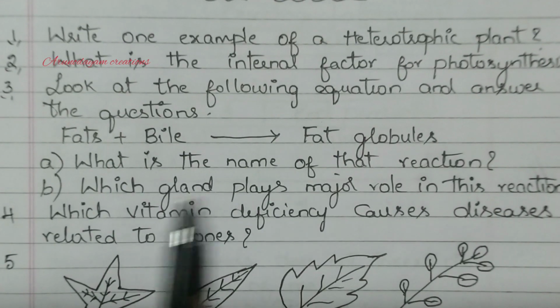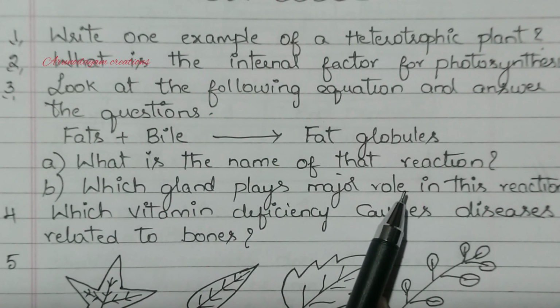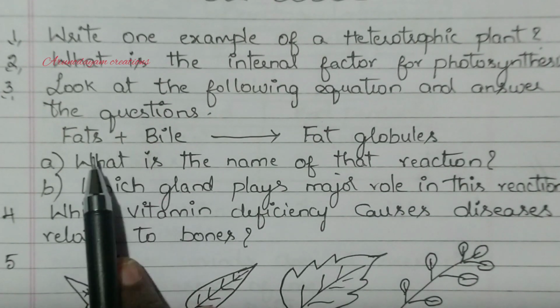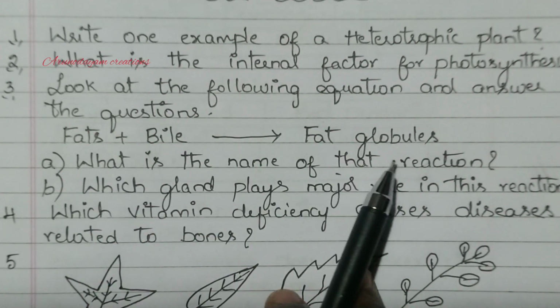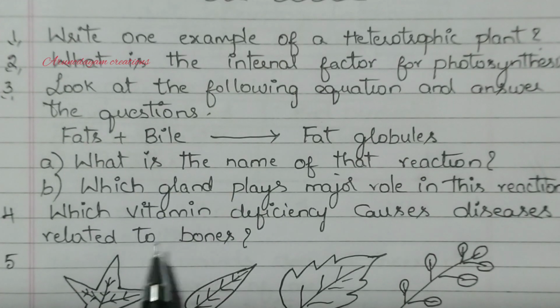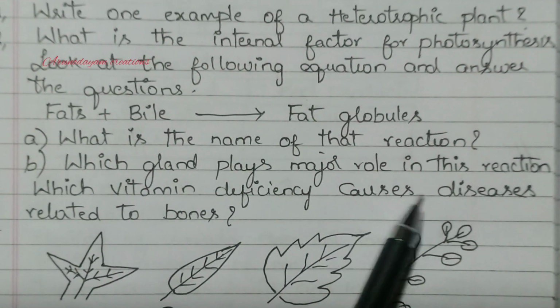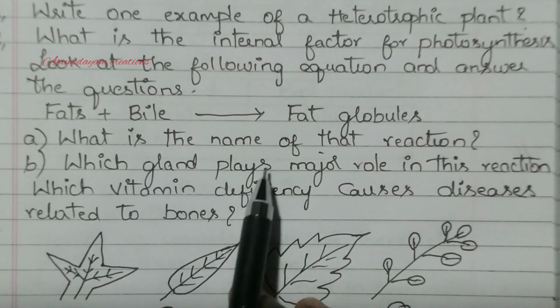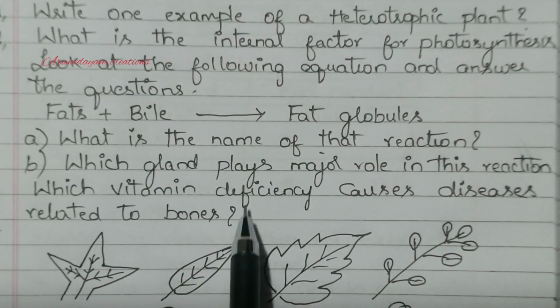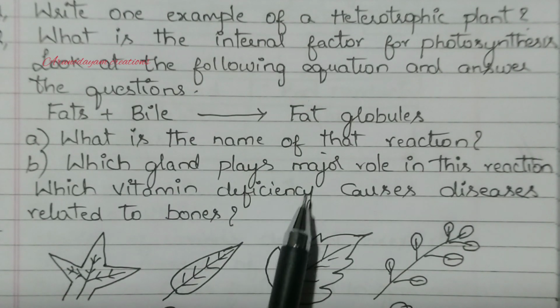Next, look at the following equation and answer the questions. So this is the equation. What is the name of this reaction? Emulsification. So in the emulsification reaction, the fats are turned into fat globules by bile. Which gland plays a major role in this reaction? Liver. Liver produces bile and helps in the process of emulsification. So you have to write liver here.